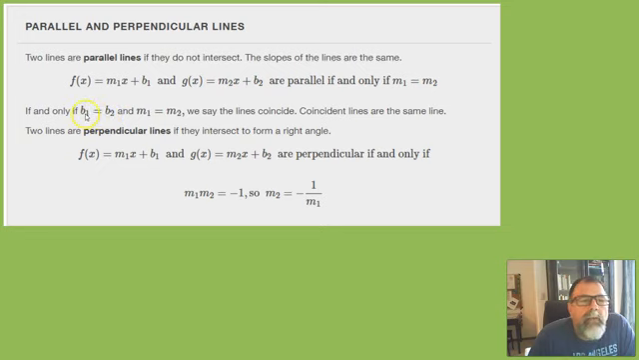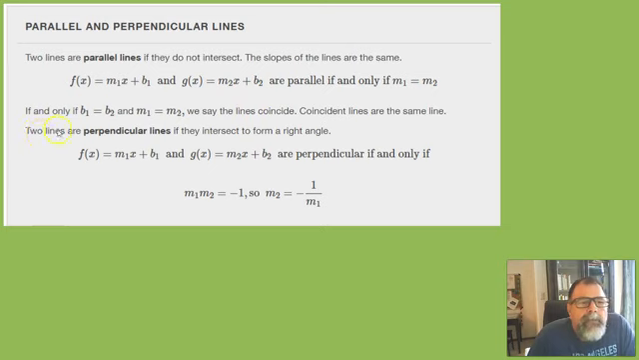It says if and only if b1 does not equal b2. If those are the same, we say the lines coincide. Coincident lines are the same line. So to be parallel, b1 and b2 have to be different. If they're equal, then they're going to have the same slope, but they're not going to be two separate lines. They're going to be the same line.